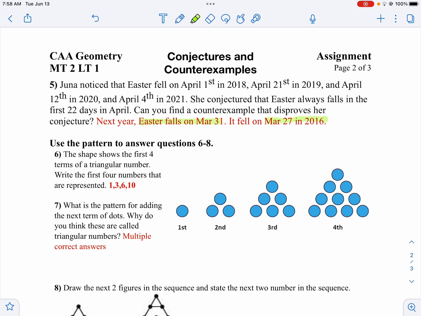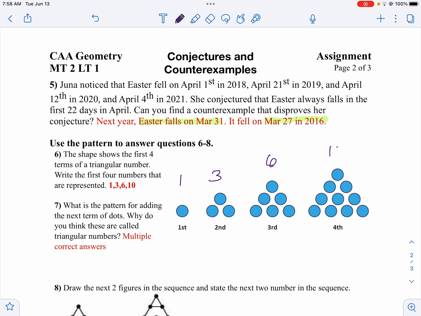Now, if we take a look at questions 6 through 8, we have what are called triangular numbers. So my first number, notice, just count the dots. There's 1 in my first triangular number. There's 3 in my second triangular number. If I count my third, there's 3, 5, and 6. And then here's 1, 3, 6, and 10.